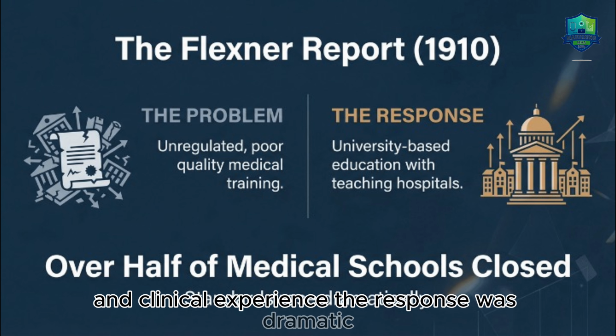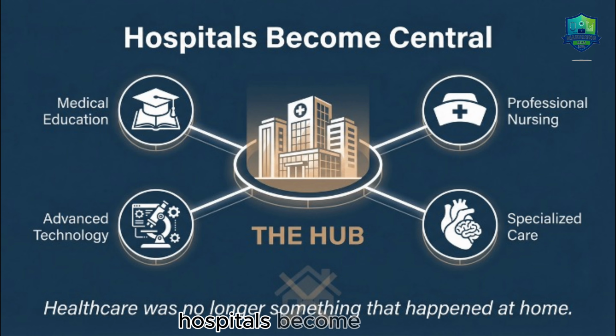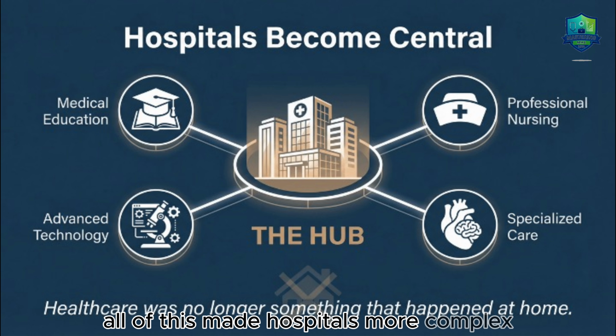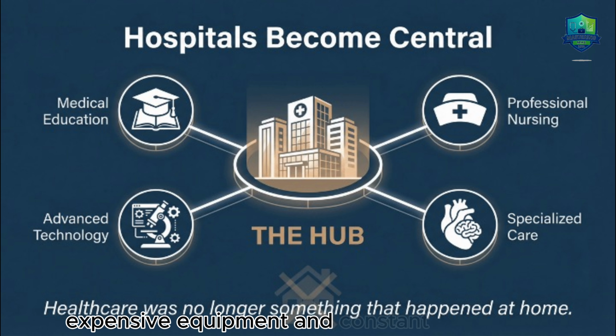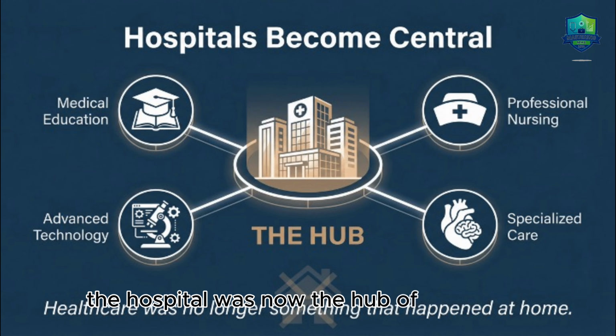The response was dramatic. Weak schools closed. Those that remained raised their standards. Licensing and credentialing became strict. The modern medical profession was born. Hospitals became teaching centers. Medical students trained there. Residency programs expanded. Nursing was professionalized, and nurses became hospital employees. All of this made hospitals more complex and more expensive. They required specialized staff, expensive equipment, and constant investment. Healthcare was no longer something that happened at home or in a doctor's office. The hospital was now the hub of the entire system.